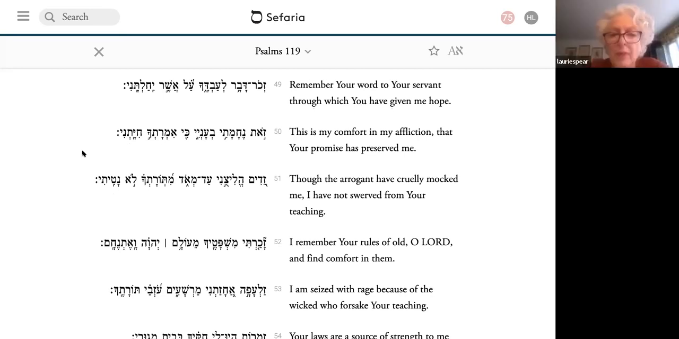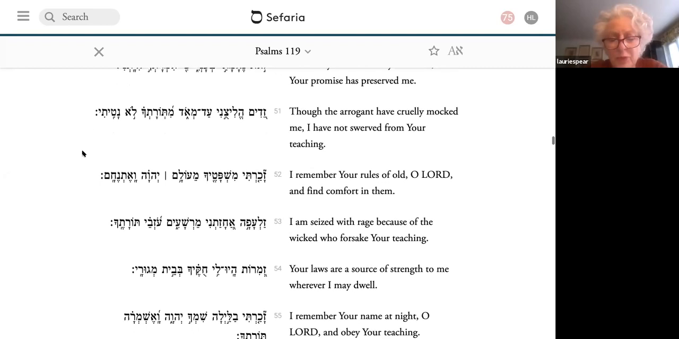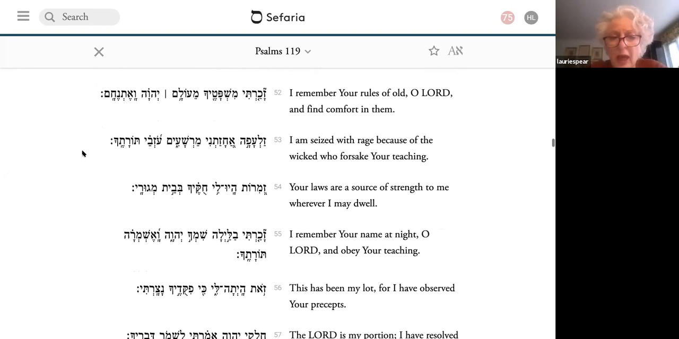Remember your word to your servant, through which you have given me hope. This is my comfort in my affliction, that your promise has preserved me. Though the arrogant have cruelly mocked me, I have not swerved from your teaching. I remember your rules of old, O Lord, and find comfort in them.